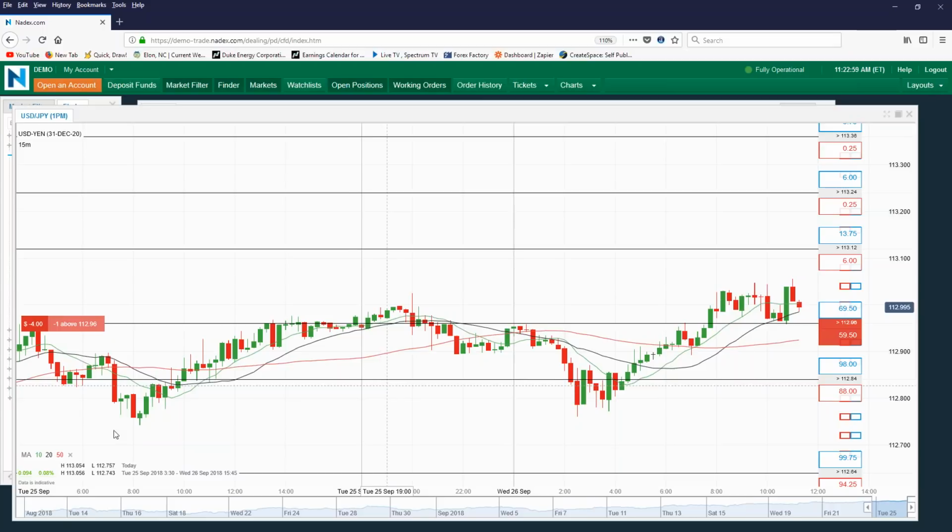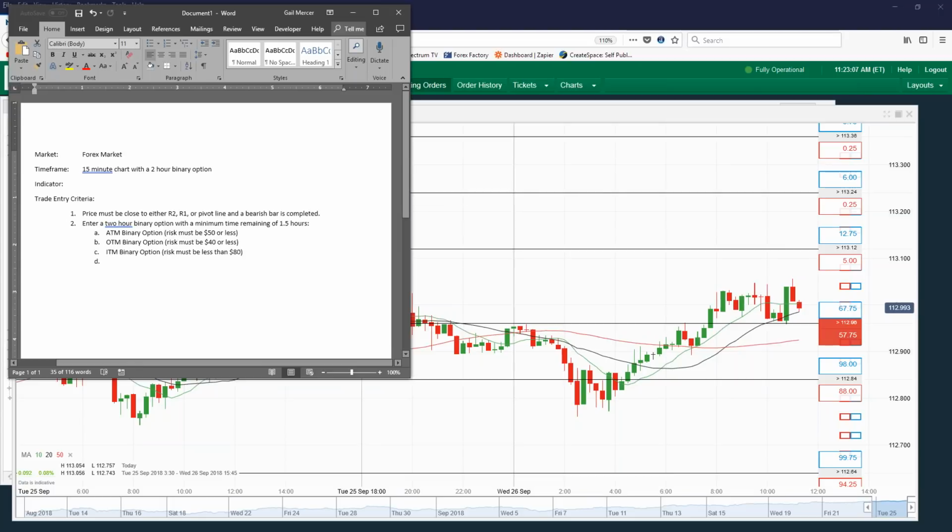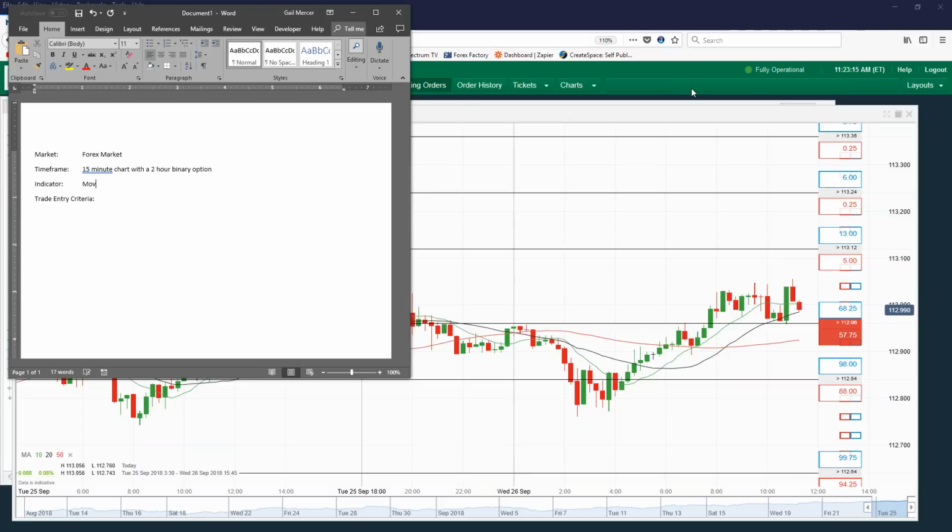Okay, so let's come back to the trading plan and let's say, okay, this time we're not going to use a pivot line. So we're going to take that out, and our trade criteria is going to change as well. So this time we're using a moving average. It's going to be 3 lines, and it's a 10, 20, and 50 period moving average. Okay, what would our entry criteria be? Okay, we could do a long, and what would we want to see for a long entry?